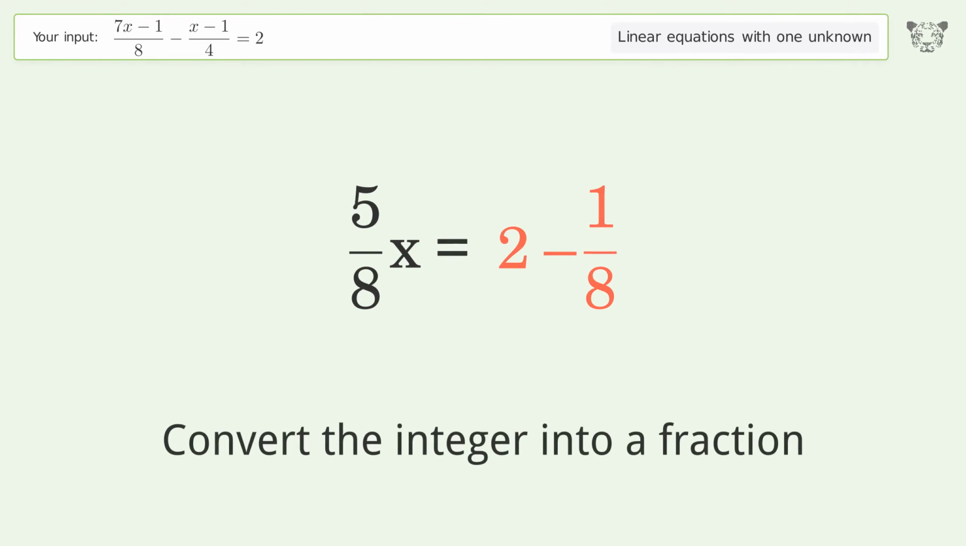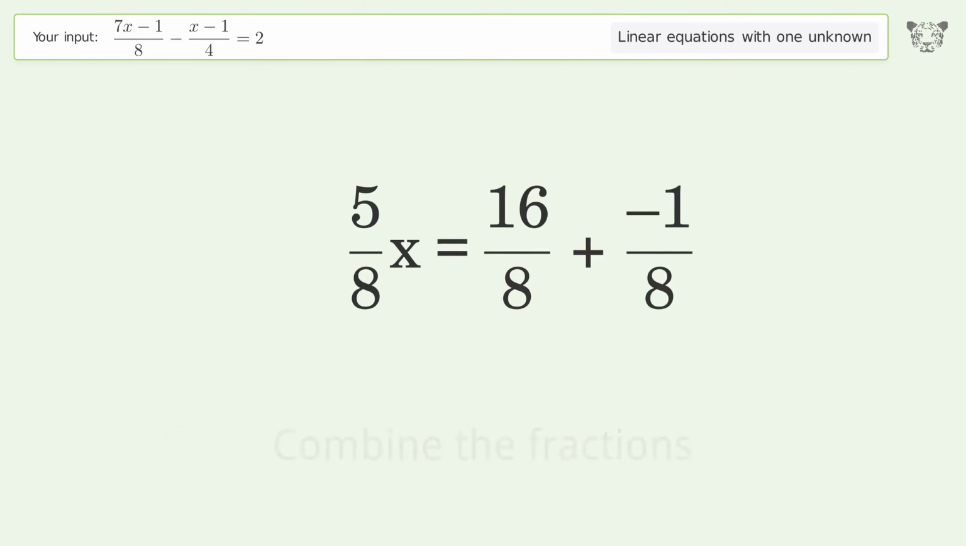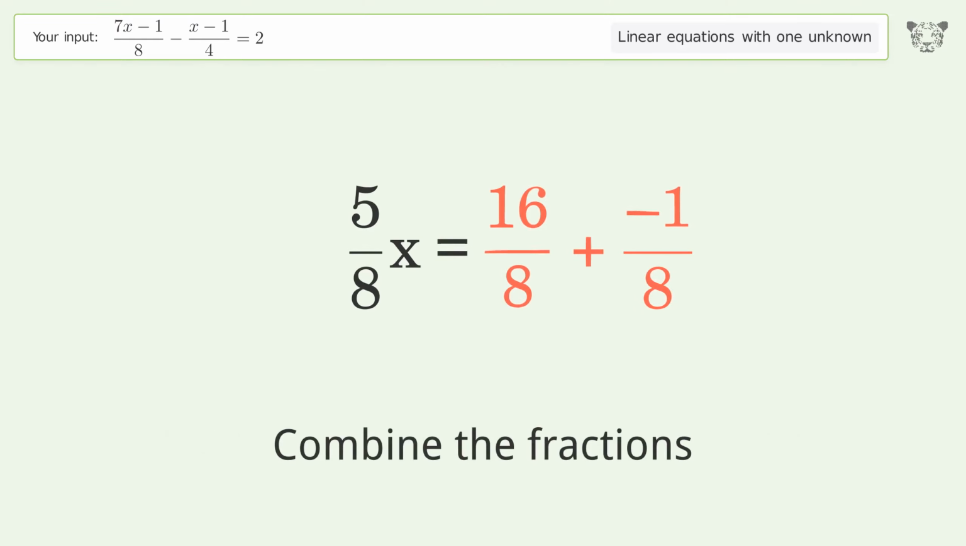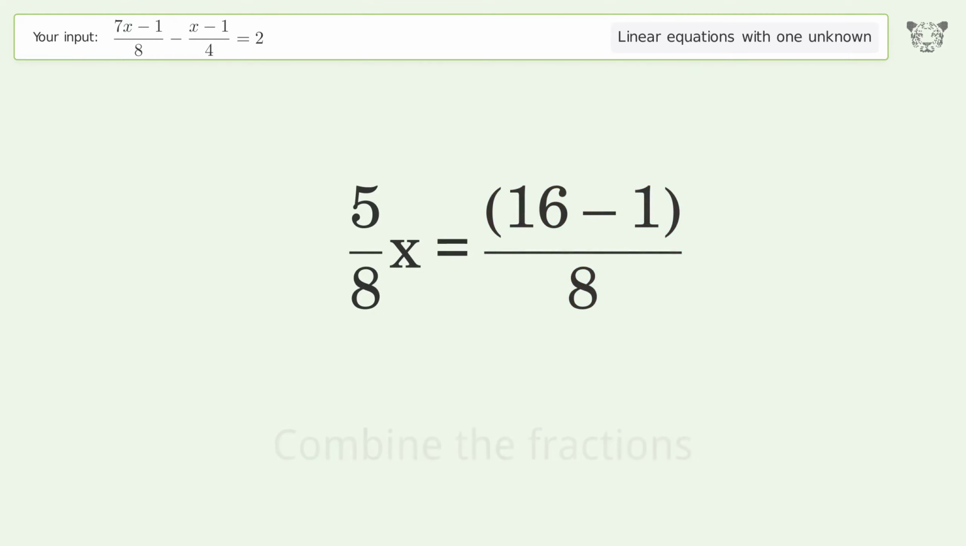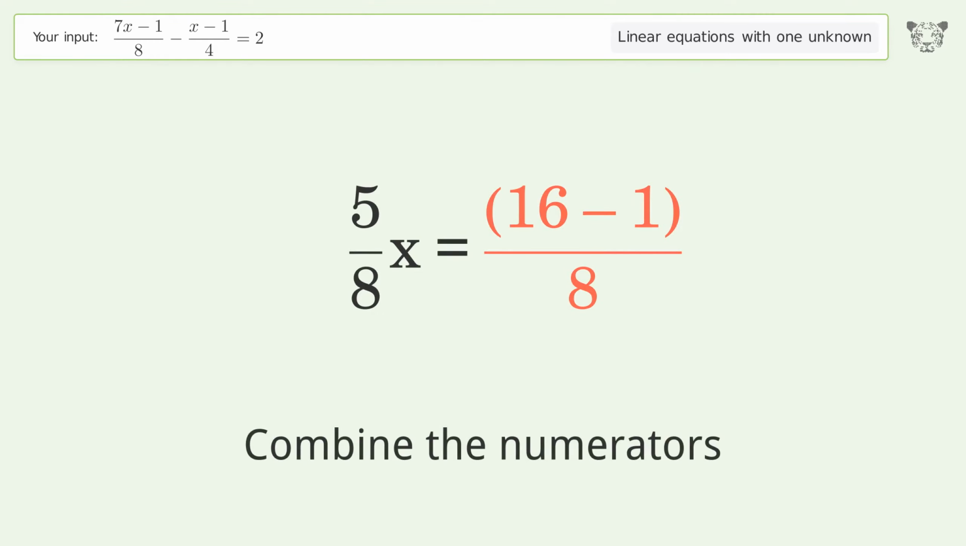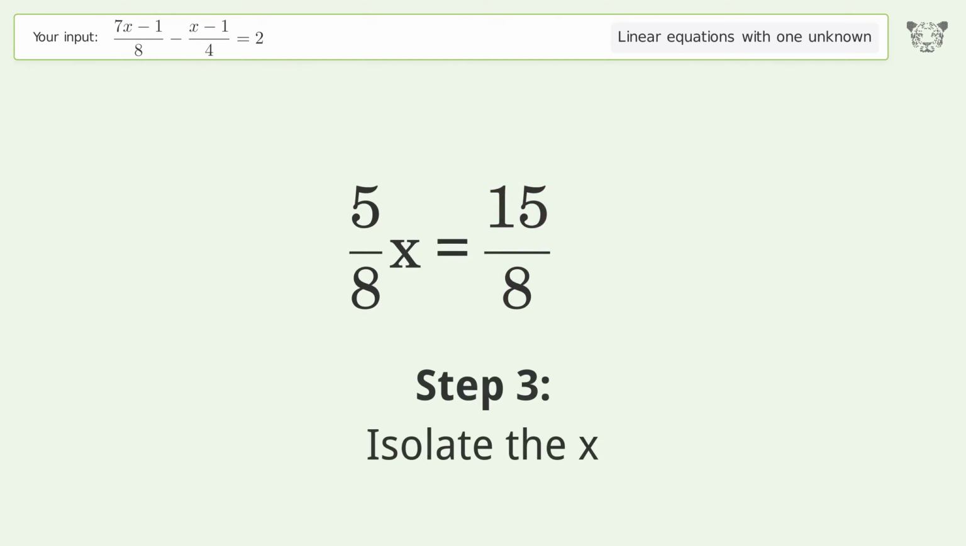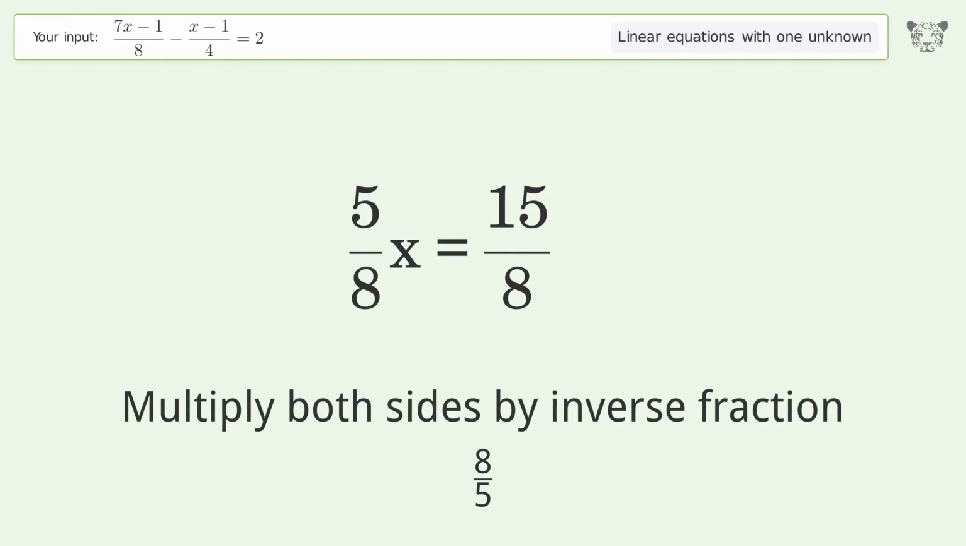Convert the integer into a fraction. Combine the fractions. Combine the numerators. Isolate the x. Multiply both sides by inverse fraction 8/5.